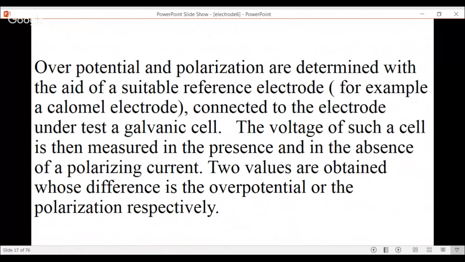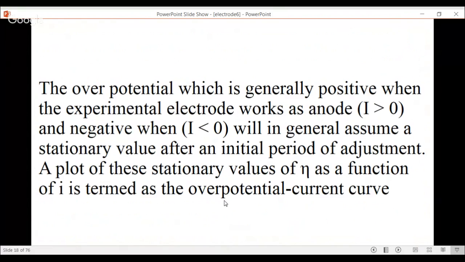They are connected to the electrode under test in the galvanic cell. The voltage of such a cell is then measured in the presence and in the absence of the polarizing current. When there is an absence of the polarizing current, that is the reversible case. Two values are obtained whose difference is the overpotential or the polarization respectively. The overpotential is generally positive when the experimental electrode works as anode, and negative when the external electrode is a cathode, that is, when I is greater than 0 or less than 0.